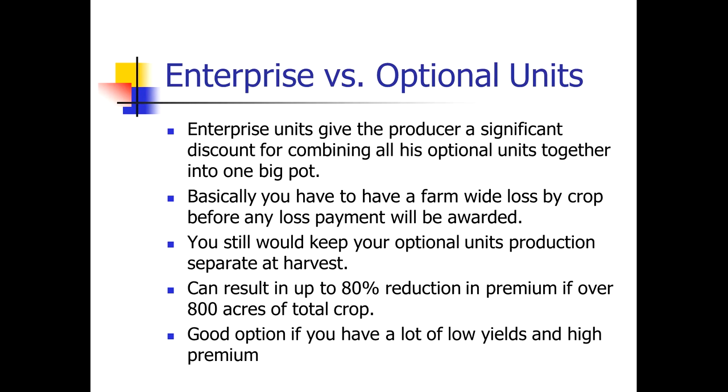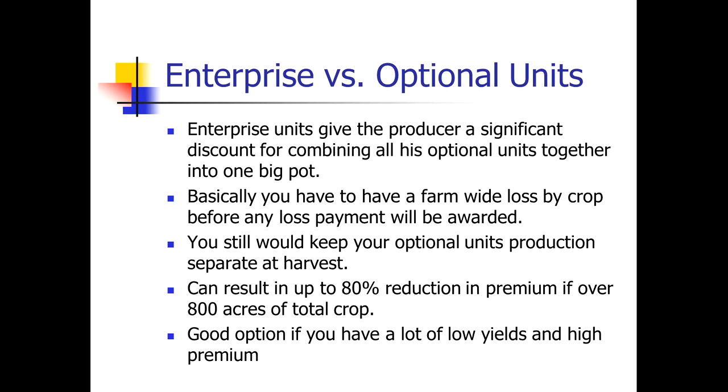So most of you guys are familiar with optional units on the crop insurance side, and that's the thing that we've always encouraged people to do because it'll pay you basically by section on your farm. So if you had one section or one unit get hailed out, the crop insurance would kick in, and that would award you a payment because that chunk of your farm had been wiped out. If you have enterprise units, you're going to get a huge discount on the premium side, but it's going to be a possibility that you could get several sections wiped out by hail, let's say, and not get a payment because the rest of the farm did so well.